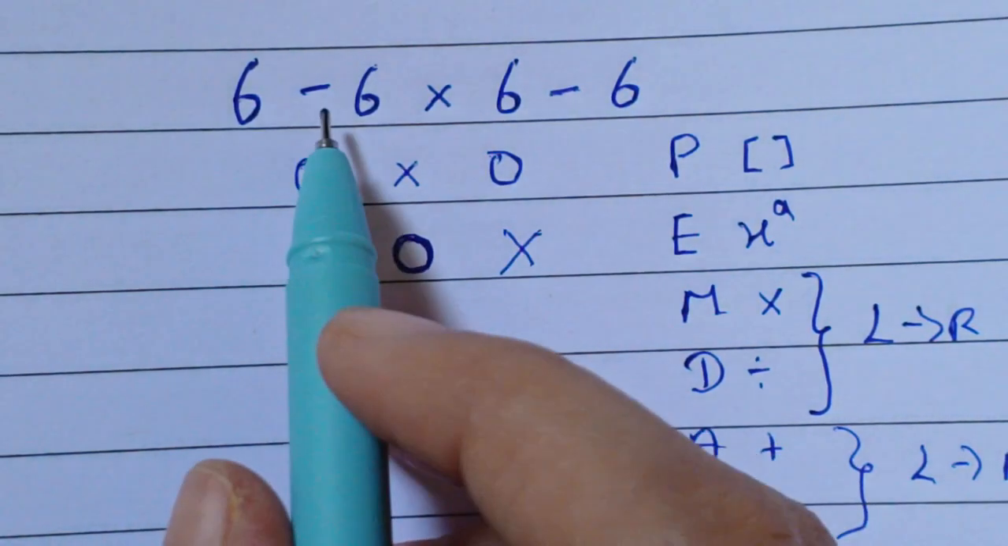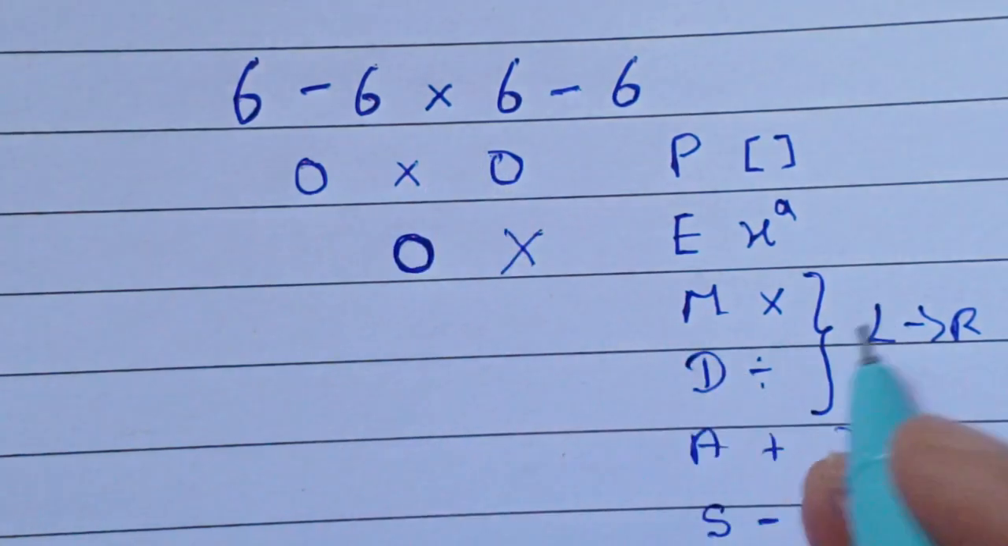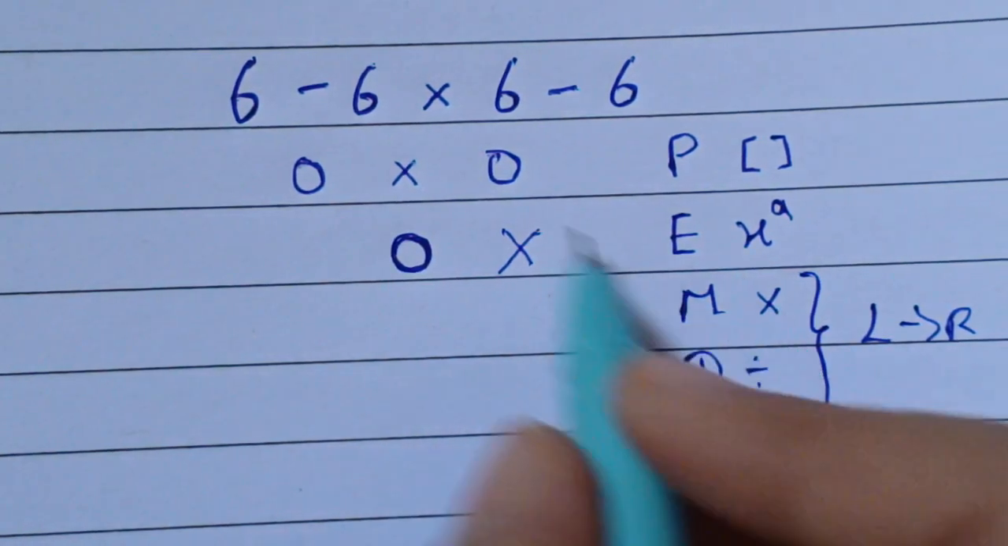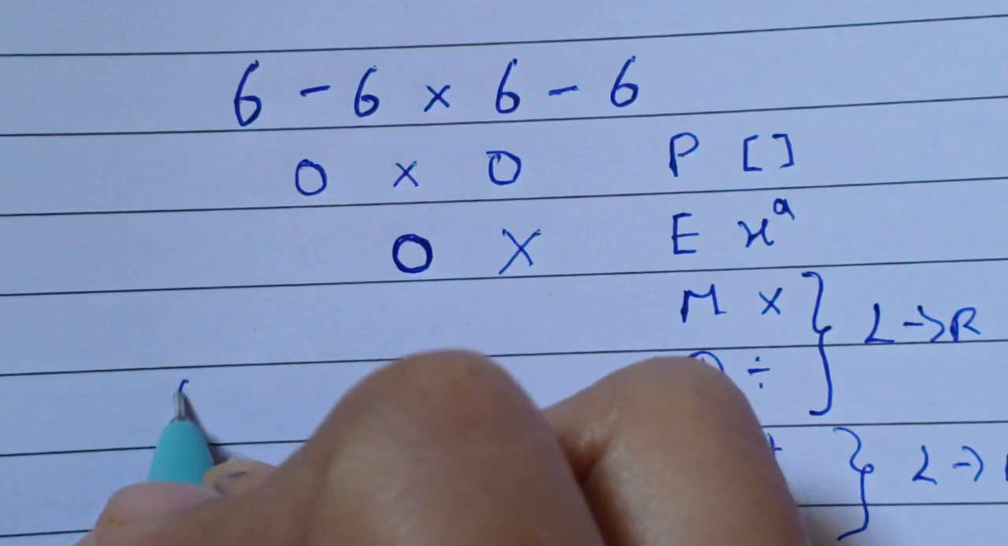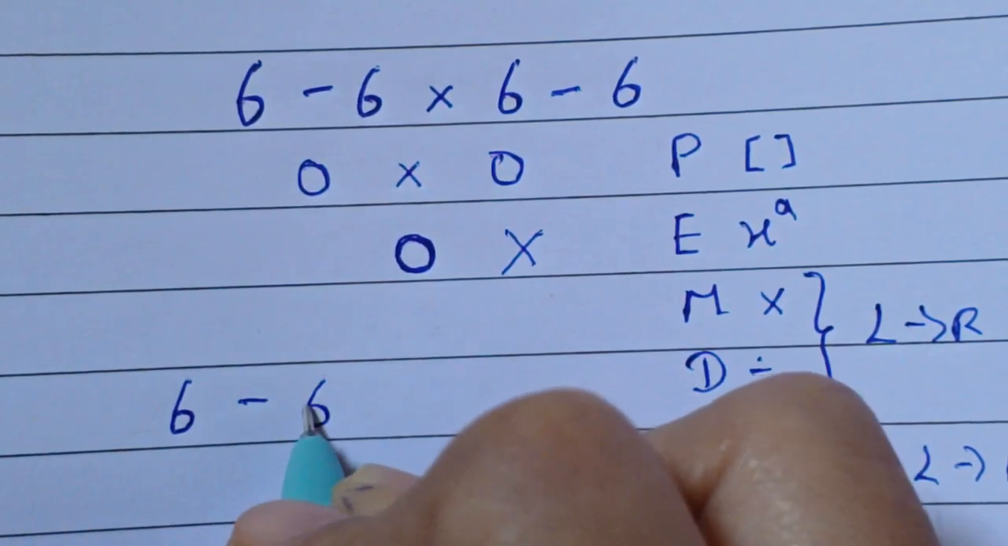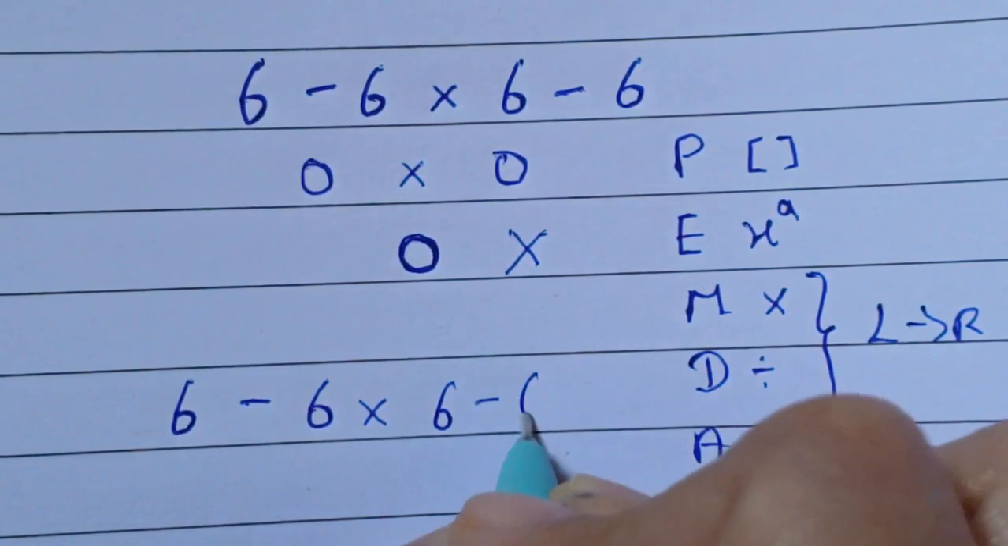So here subtraction and multiplication are there. So multiplication has higher priority. Therefore, first we'll solve this part. So 6 minus 6 times 6 minus 6.